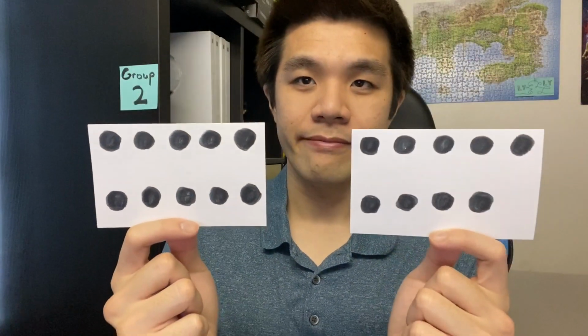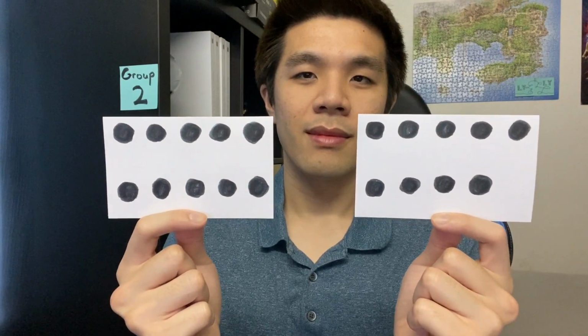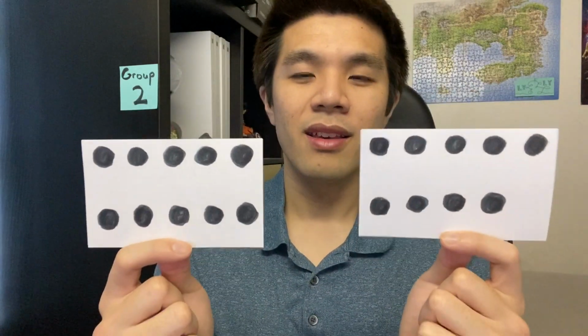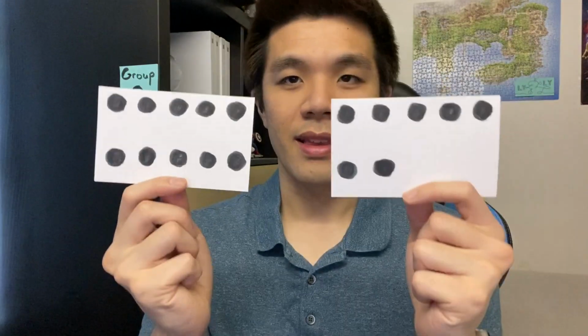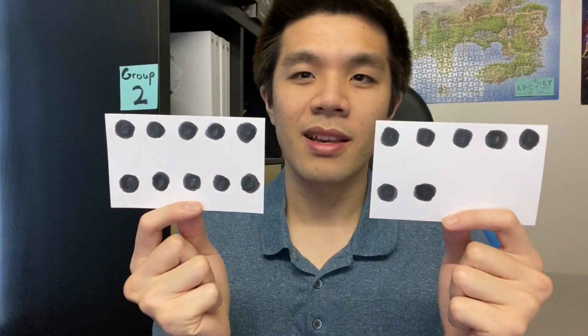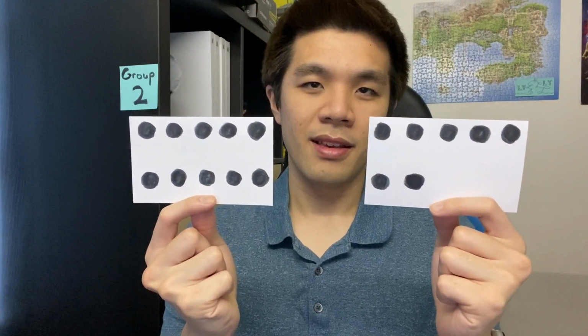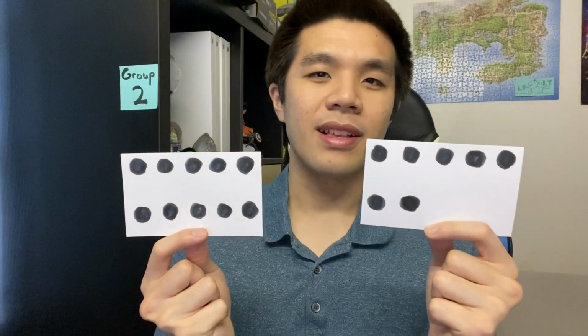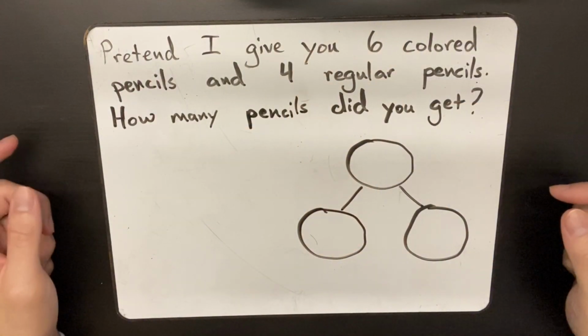Ready? How many objects do you see? 19. And what is 19 the say 10 way? 10, 9. And the very last one, we got this one. How many objects do you see? 17. And what is 17 the say 10 way? 10, 7. Great job.